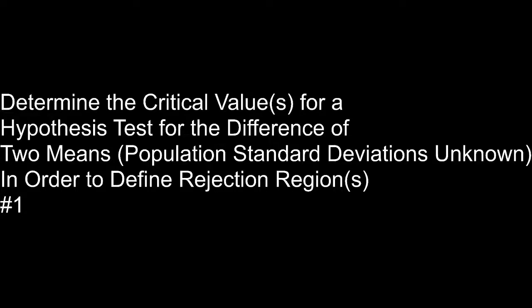So this video is on the objective: determine the critical value or critical values, if it's a one-tailed or two-tailed test, for a hypothesis test for the difference of two means, two population means. But this is where the population standard deviations are unknown, so a student's t-distribution will be involved, in order to define rejection regions.